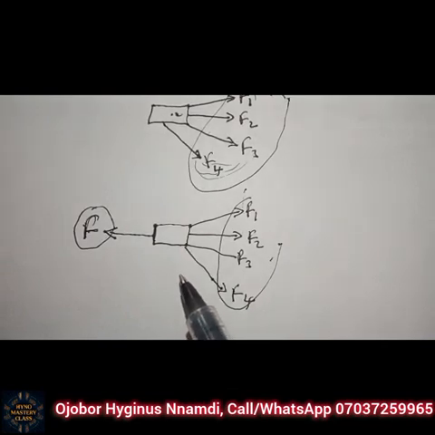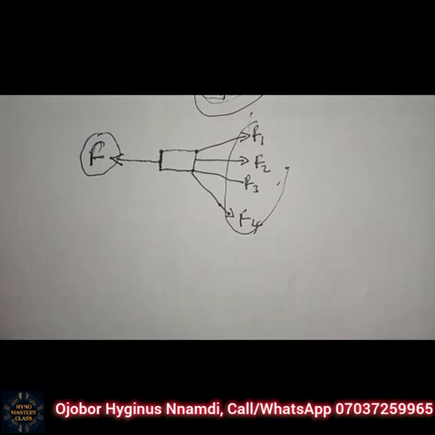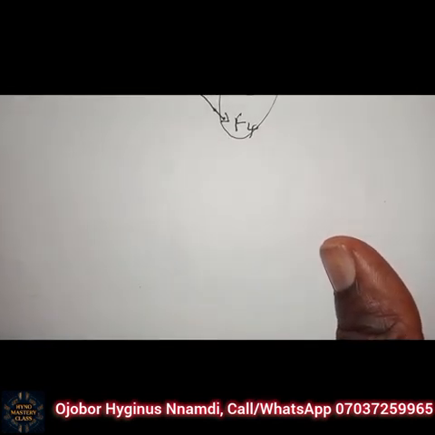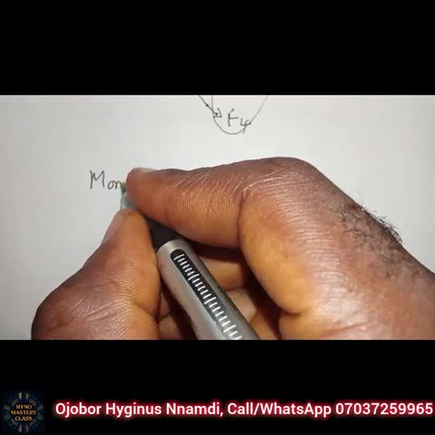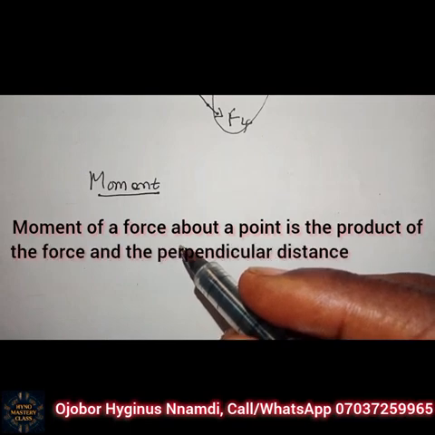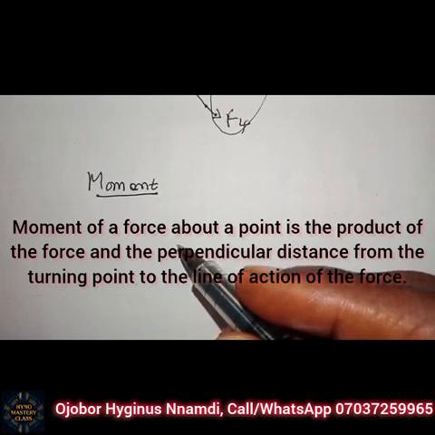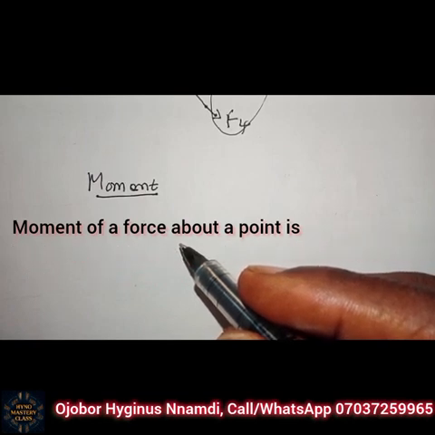Having known what resultant and equilibrant forces are, we have to note that for a body to be in equilibrium, there are things that need to be taken into cognizance, one of which is what we call moment. The moment of a force about a point is defined as the product of the force and the perpendicular distance from the turning point to the line of action of the force. I repeat, the moment of a force about a point is the product of the force and the perpendicular distance from the turning point to the line of action of the force.